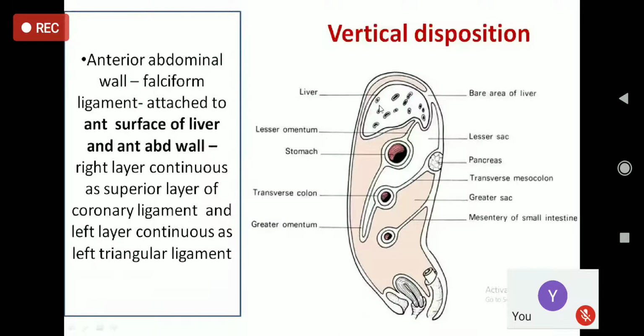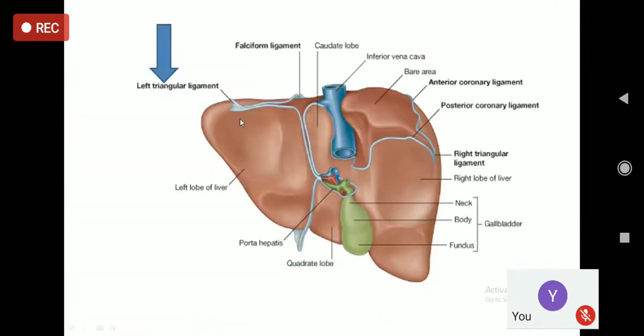Since we discussed yesterday the ligaments of the liver, on the anterior abdominal wall there is the attachment of the falciform ligament from the anterior abdominal wall to the anterior surface of the liver. The right layer of the falciform ligament continues as the superior layer of the coronary ligament, and the left layer continues as the left triangular ligament. So the vertical disposition starts from here. This is the left triangular ligament, and this one is the superior layer of the coronary ligament on the anterior and superior surface of the liver.